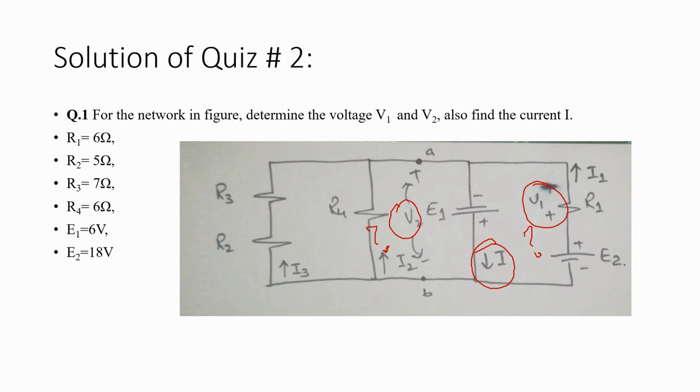The data we have is R1, which is 6 ohm, R2 5 ohm, R3 7 ohm, R4 6 ohm, E1 applied source is 6 volt and E2 is 18 volt. Using this data we have to find the values of V1, V2 and the current I.